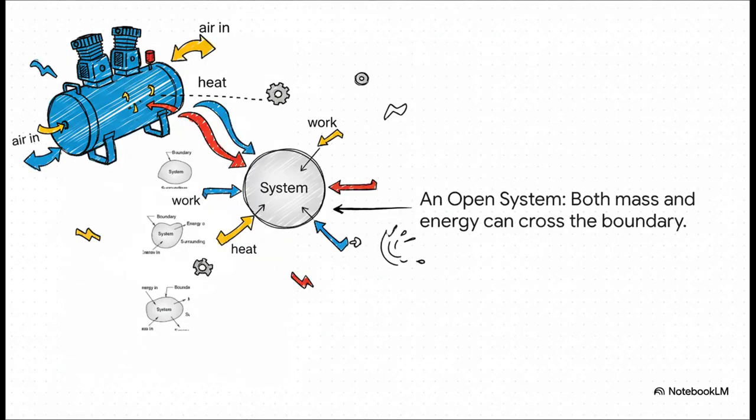And then you've got the opposite, an open system. Here, the doors are wide open. Both energy and mass can come and go as they please. An air compressor is a great example. Air, which is mass, is constantly flowing in and out, and so is energy in the form of work and heat. And honestly, most of the things we deal with every day, yeah, they're open systems.